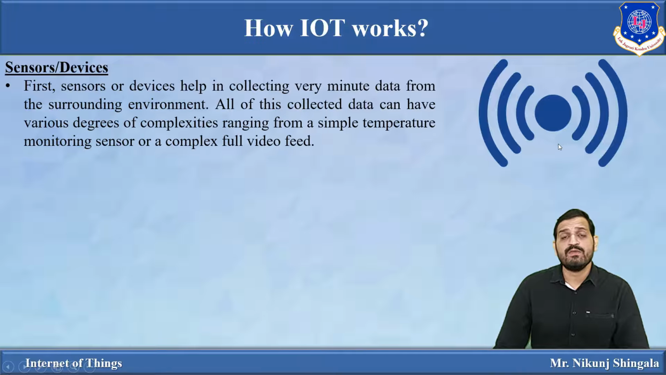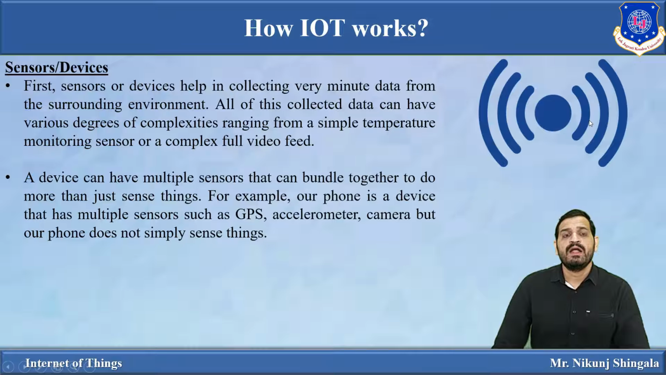First, the sensor or device. What is the function of the sensor? As I told you, the sensor will collect every very minute piece of data from the surrounding environment. All of this collected data can have various degrees of complexity. It may be simple, like a simple temperature monitoring sensor, or complex, like video data.